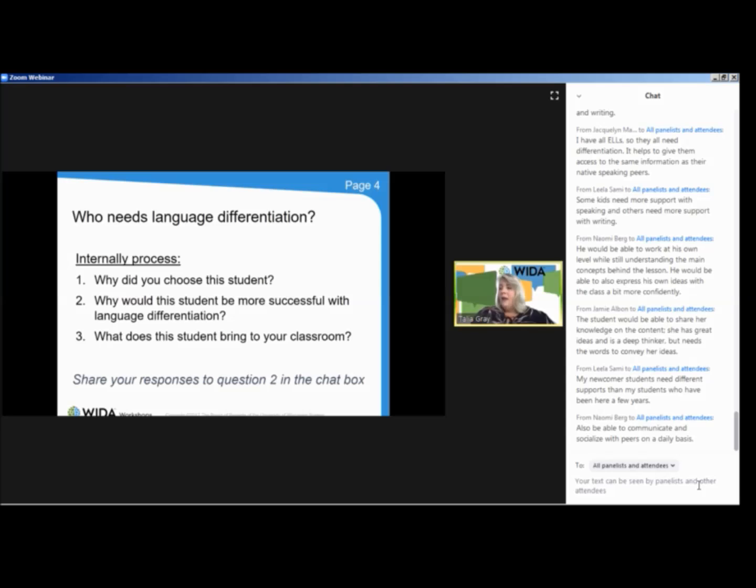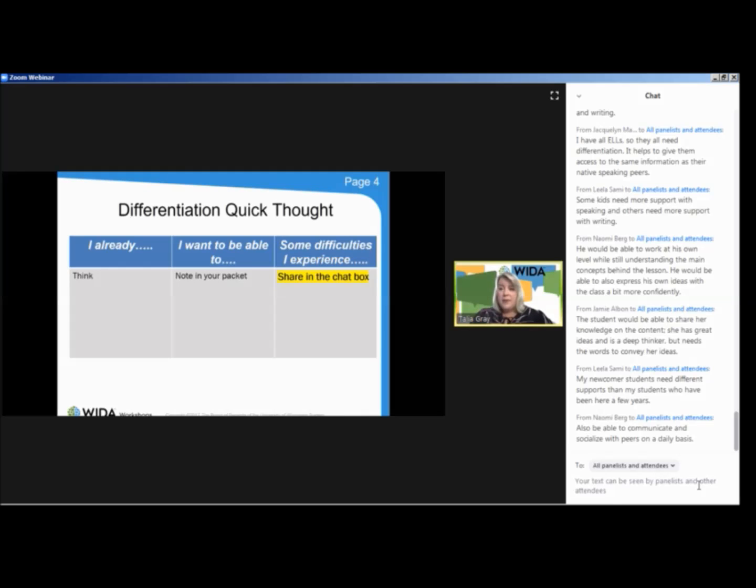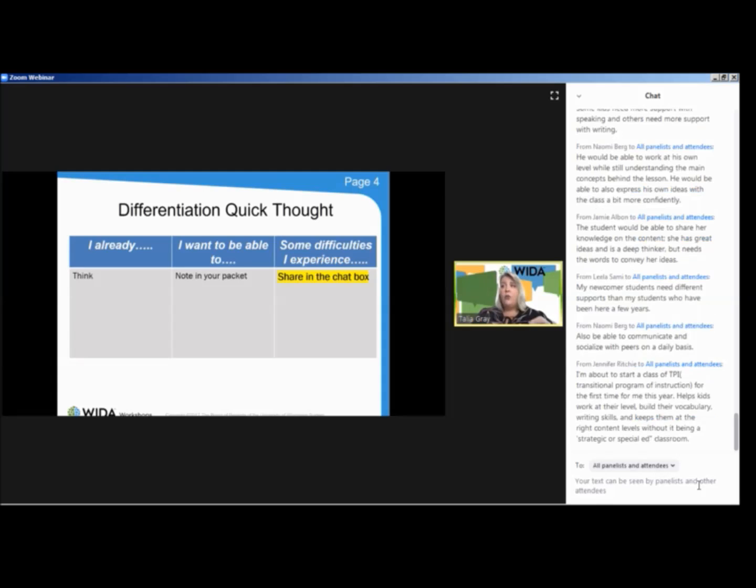All right, now this section, we're going to be talking about differentiation from a general education perspective, and we're going to go over what differentiation is. So if you can look on page 4 of your participant handbook, you'll see that there's a graphic organizer there, and this is just a quick thought for you. Think about what you already do to differentiate. Think about what you want to be able to do, and share some difficulties with us that you experience.